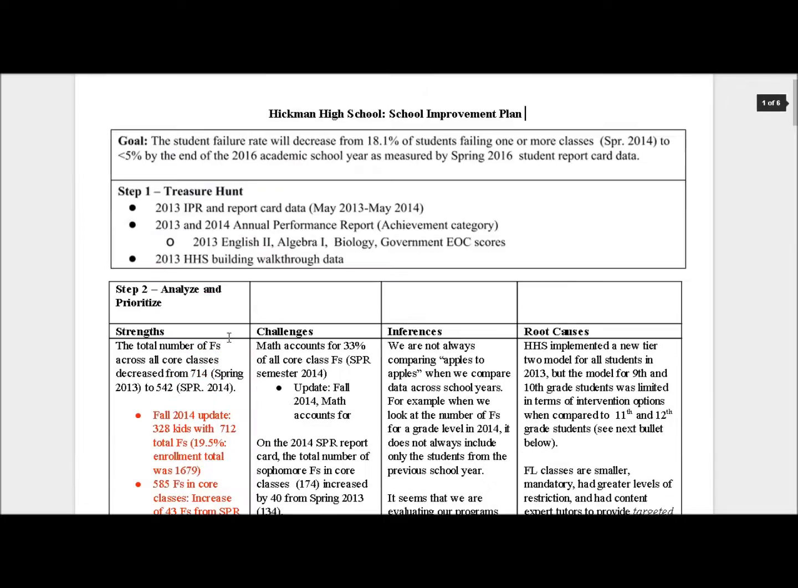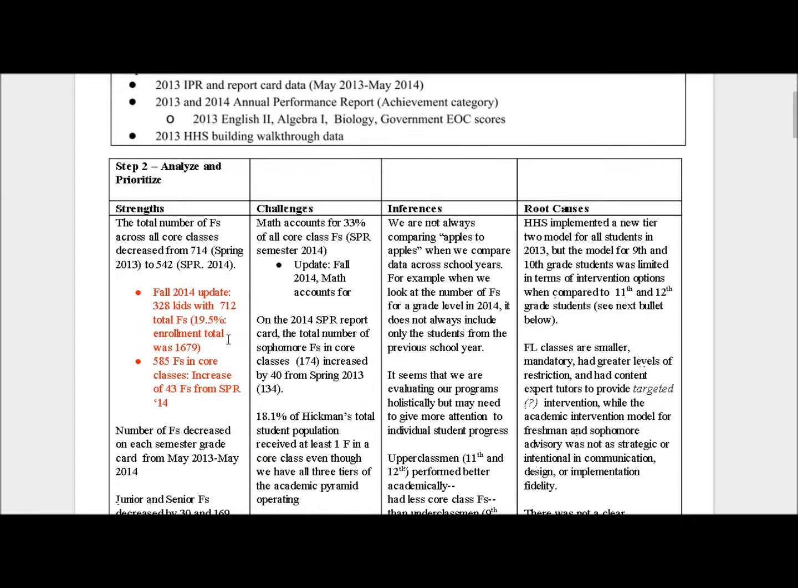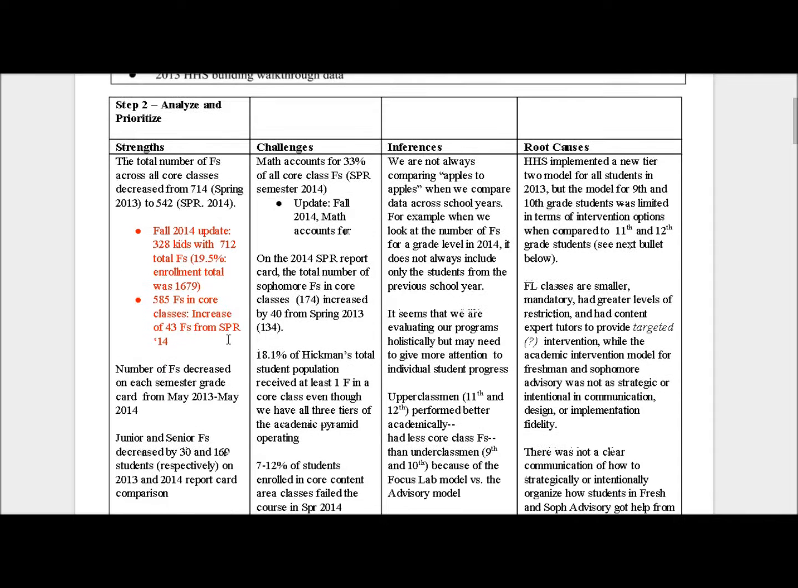So those are the strengths that we saw. Here are some of the challenges that we found in the data. We saw that math accounted for 33% of all core Fs in spring 2014. The update on that is that in this past semester, fall 2014, math accounted for 20% of the Fs. So with that, we have seen some progress. That's going to be one celebration. On the 2014 spring report card, the total number of sophomore Fs in core classes increased by 40 from spring 2013 to spring 2014.